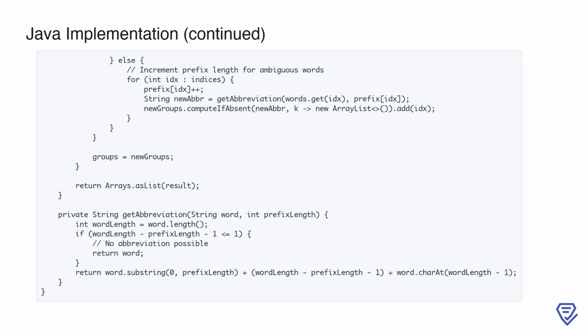Finally, the getAbbreviation helper method handles the logic for generating abbreviations. If the abbreviation isn't feasible due to the word's length, the method returns the original word. Otherwise, it constructs the abbreviation by combining the prefix, the count of omitted characters, and the last character. This ensures that abbreviations are concise while maintaining uniqueness and clarity.